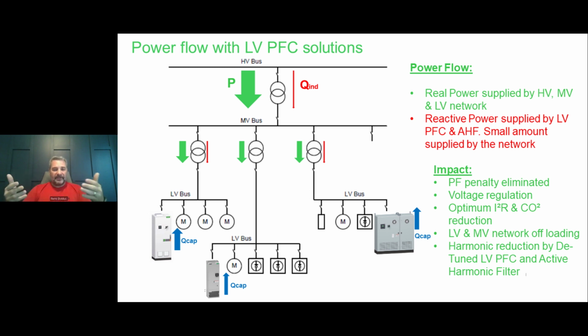So not only the medium voltage bus and high voltage benefit, but also the low voltage bus benefits from this power factor correction. You still eliminate the power factor penalty. You have good I-squared R losses reduction. You have good voltage regulation in your network.